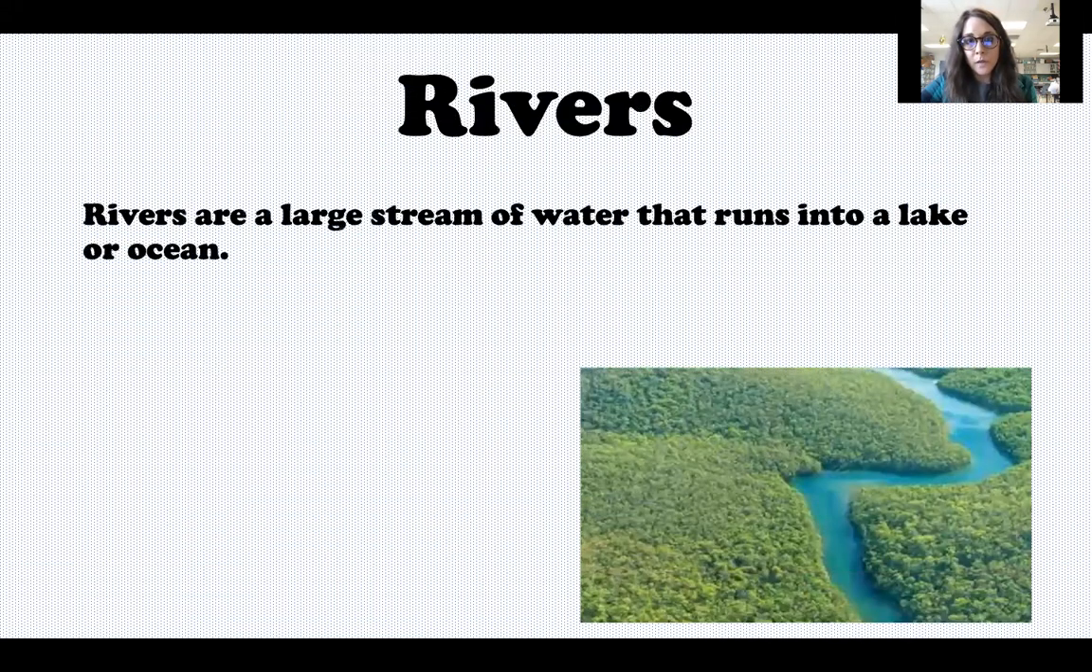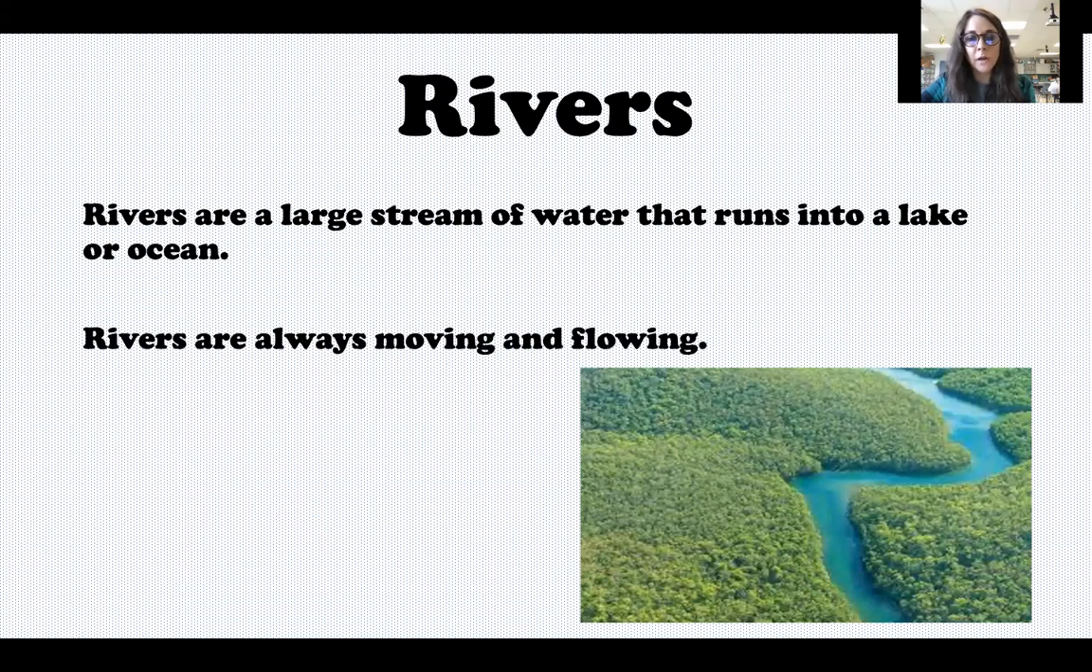The next one are rivers. Rivers are a large stream of water that runs into a lake or ocean. Rivers are always moving and flowing. So notice how this river kind of makes an S shape. That's because that water is always moving and flowing.